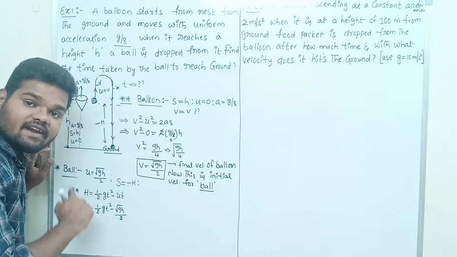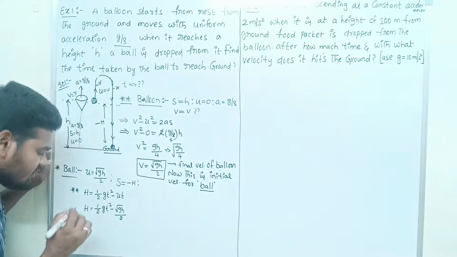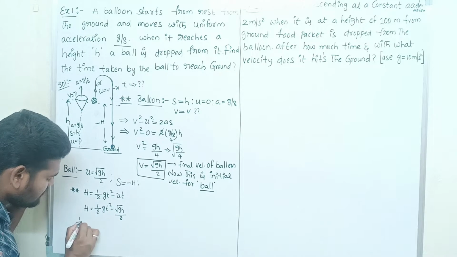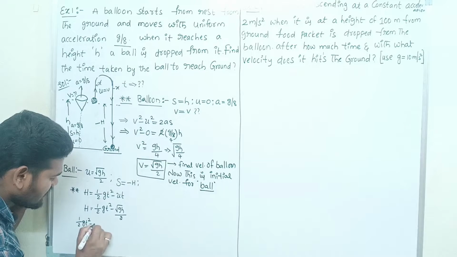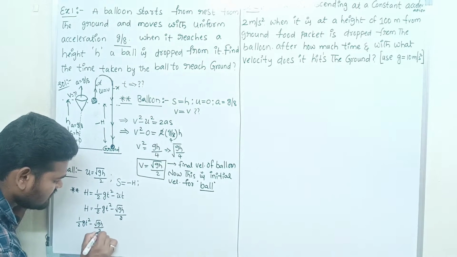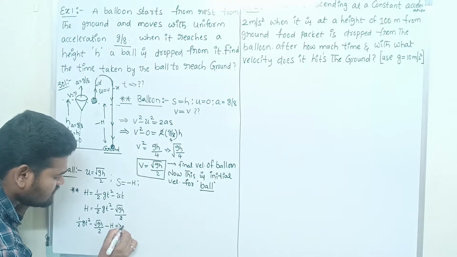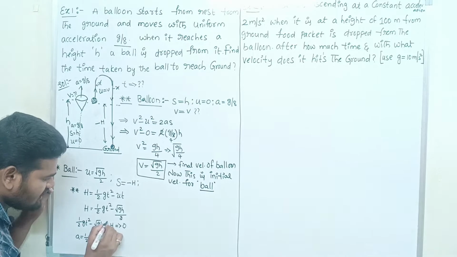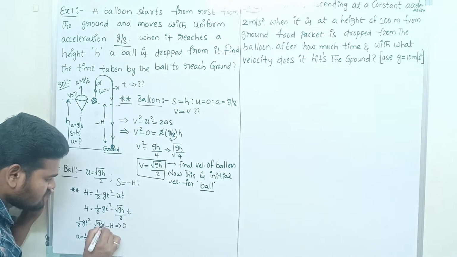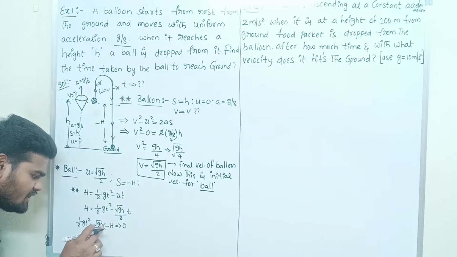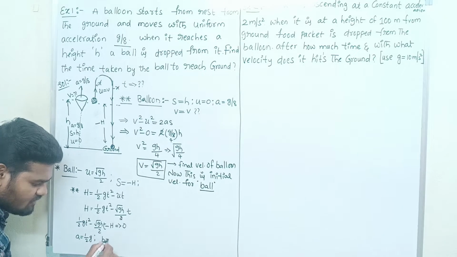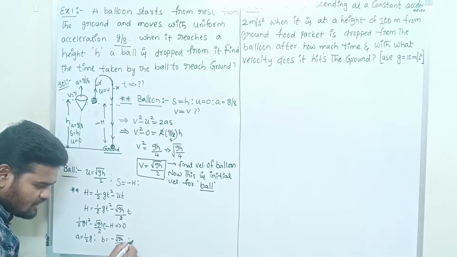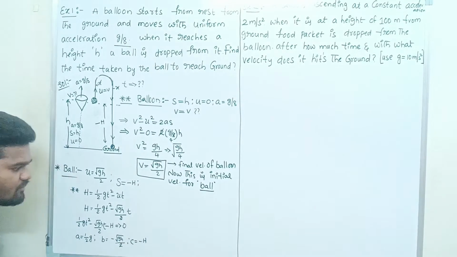Okay. Now I'm going to write this equation in the form of a quadratic equation. So half gt square minus root gh by 2 t minus h is equal to 0. At the place of a, we have 1 by 2 g. At the place of b, here we have t now, here also t. Sorry, very sorry. What is the value of b? b is equal to minus of under root gh by 2. And what is c? c is equal to minus h.